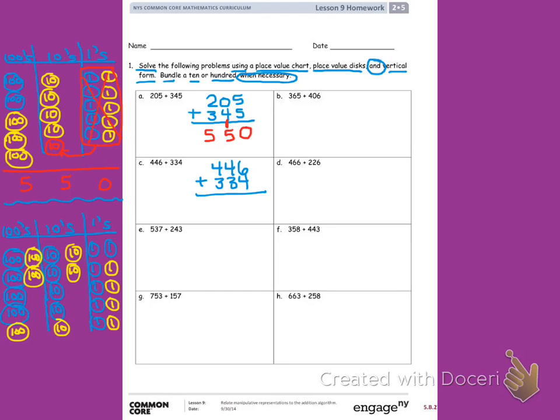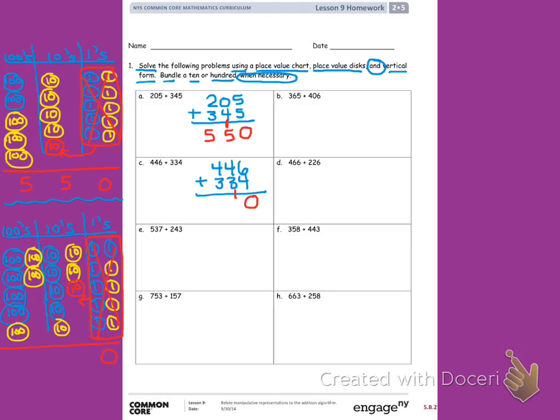Now it's time to solve. If I see my picture, I can see that there are 6 blue ones plus 4 yellow ones. That makes 10. So I'm going to bundle them up and move them right over to the tens place where they belong. After I do that, I'm going to cross them out so I don't accidentally count them again. Now, 6 plus 4 is 10. Once we bundle them, that leaves 0 in the ones place and 1 in the tens place.